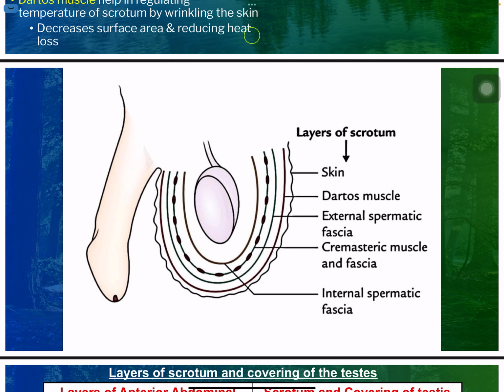Okay, skin. External oblique aponeurosis, okay, so spermatic fascia. Internal oblique muscle must be cremasteric muscle. Okay, so these are the homologues. Alright.